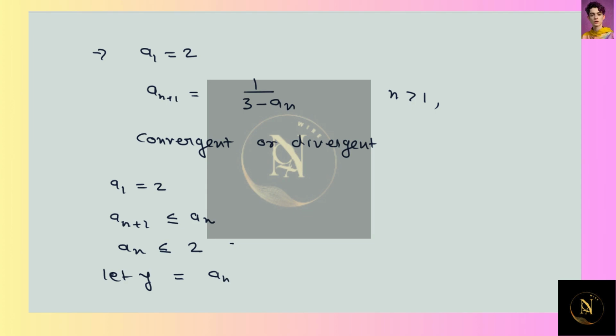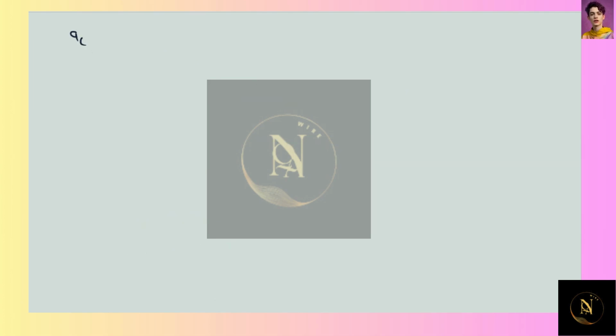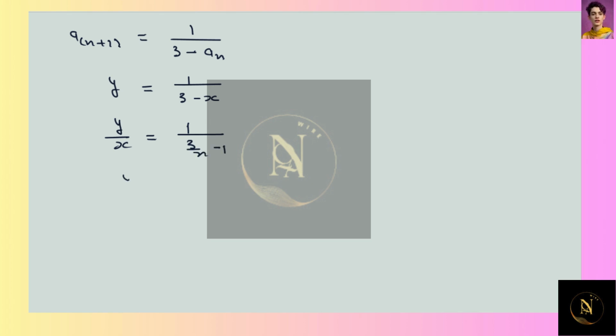y, which is equal to a(n+1), and x, which is an. Then our value for a(n+1) will be equal to 1 upon 3 minus an, and therefore y is equal to 1 upon 3 minus x. So y upon x will be equal to 1 upon 3 by x minus 1. And if y minus x is negative, then x is greater than 3, or we can say an is greater than 3.